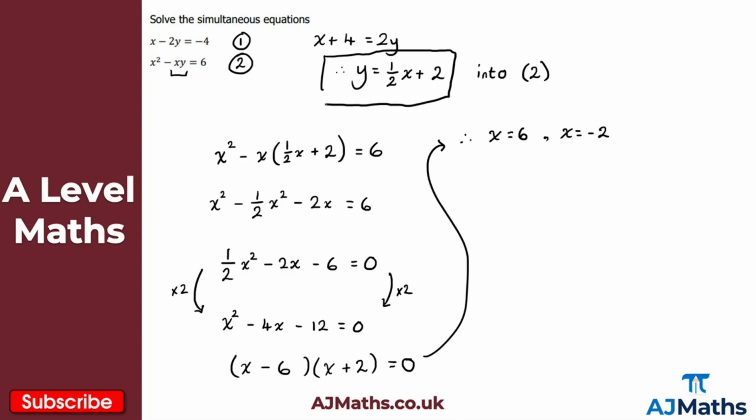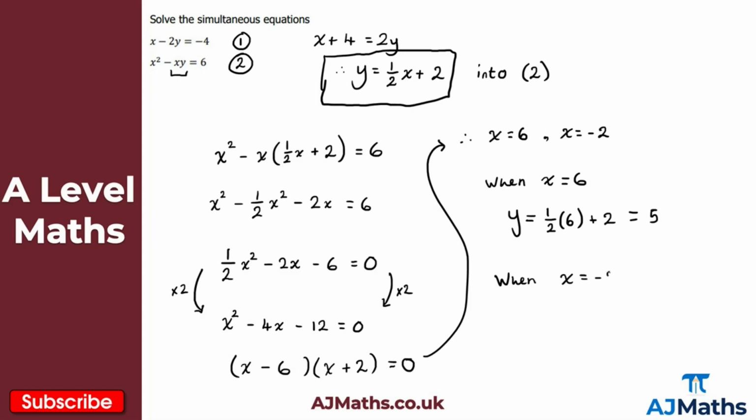y is equal to a half x plus 2. Now I could substitute back into equation 1, but since I've already rearranged it so that y is the subject, I'll just substitute back into this. So let's just do this for when x equals 6 first. When x equals 6, then I get y is equal to half of 6 plus 2. So in that case, I'm going to get 3 plus 2, giving me 5. And then we do the same when x equals minus 2.